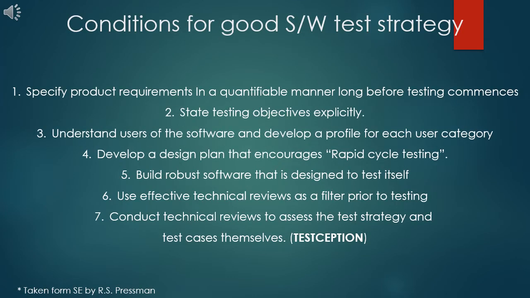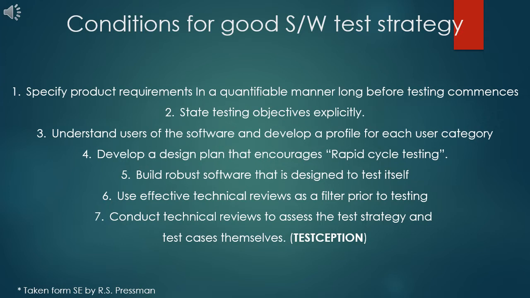Now, let us see some general rules of thumb or conditions which should hold true for a good software testing strategy. That is, a good software testing strategy should have all these properties mentioned in this slide. First, the requirements, which are the core part of software development, should be clearly and quantifiably specified. Quantifiable means one should be able to measure how much progress has been made in terms of completing a requirement.